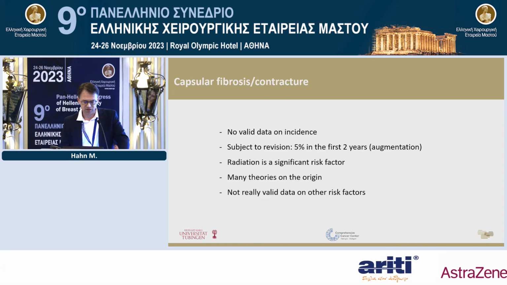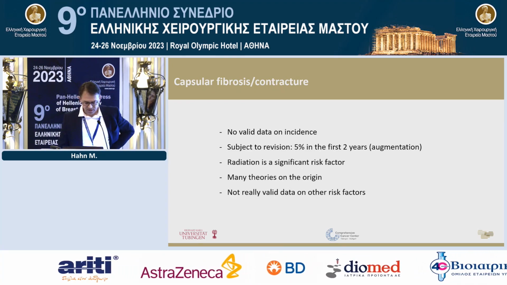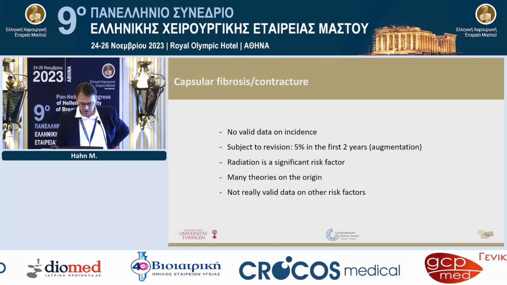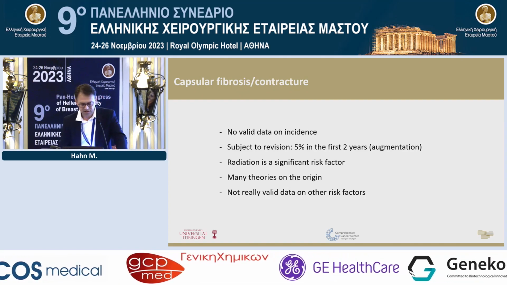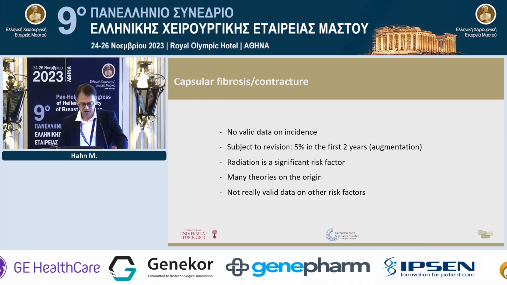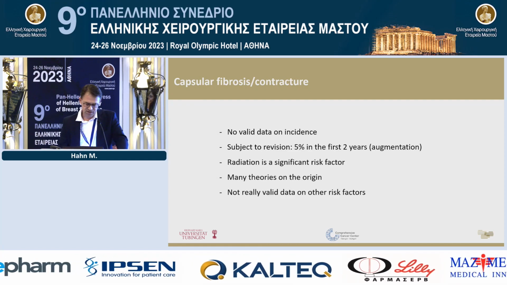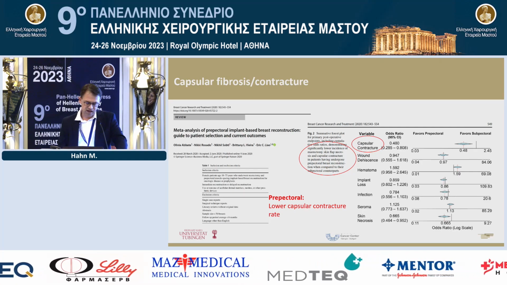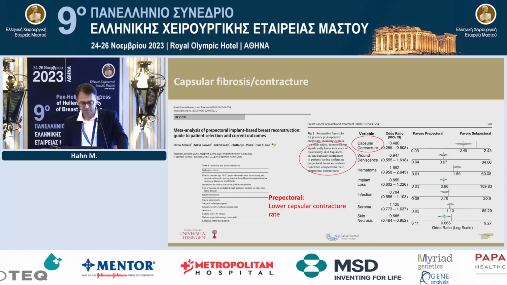Let's talk about capsular fibrosis. There are actually not a lot of valid data on the incidence, and subject to revision in the literature is for augmentation 5% in the first 2 years. We know that radiation is a significant risk factor. There are many theories concerning the origin of capsular fibrosis, but actually there is not really valid data on other risk factors. Well, let's ask ourselves, is the prepectoral pocket a risk factor for capsular fibrosis?